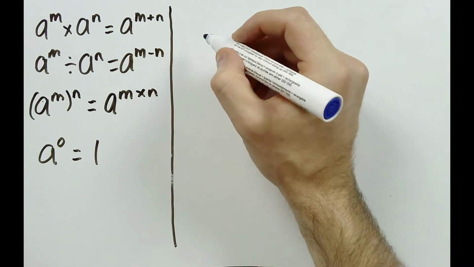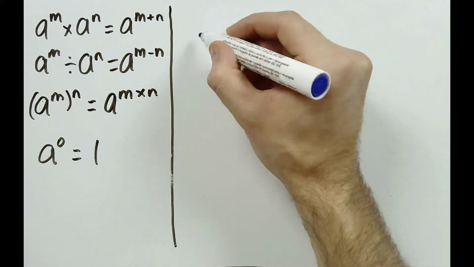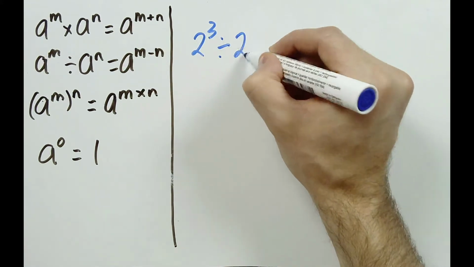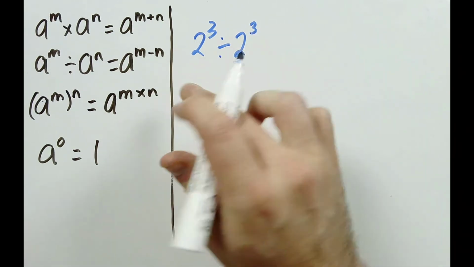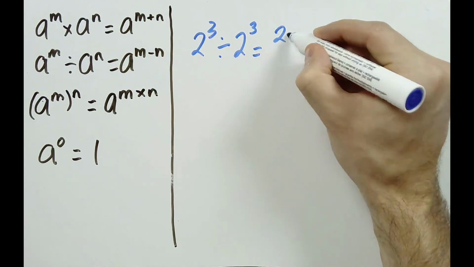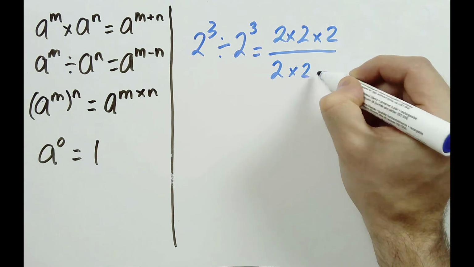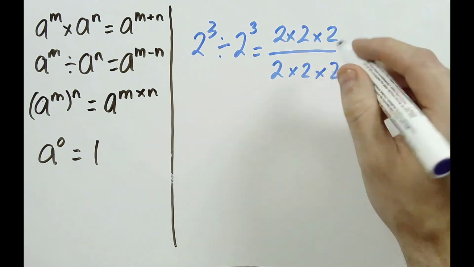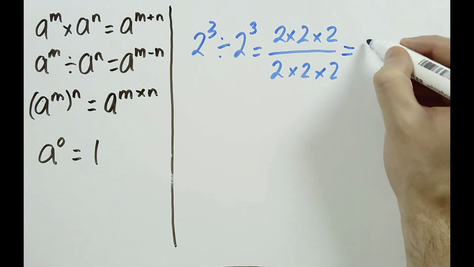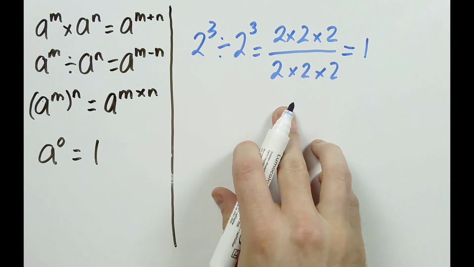Once again, let's take 2 to the power of 3 divided by 2 to the power of 3. And if we were to expand each of these again, 2 times 2 times 2 over 2 times 2 times 2, and cross everything out, you'll see it's the same on the top and the bottom. We're left with 1, because we have the same in the numerator and the denominator.